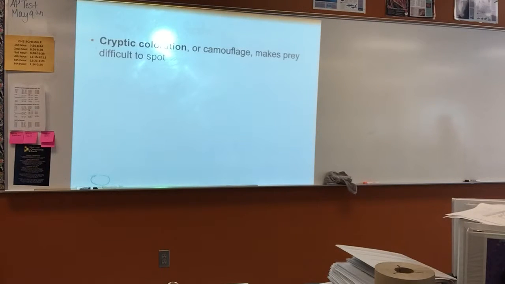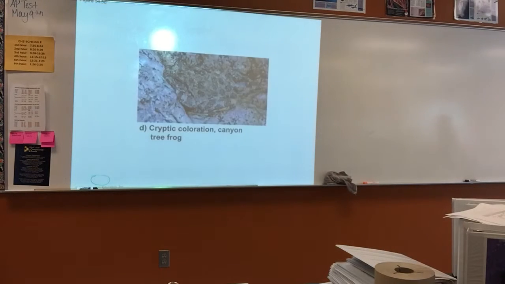On the flip side, some coloration that's called cryptic coloration, you guys know this as camouflage, helps to make the prey difficult to spot. And so it helps the prey to hide. Unlike the aposematic, where the prey is brightly colored, but they don't really need to hide because some of the predators know not to eat them because they're poisonous. The organisms that show camouflage, there's not that relationship of being poisonous, right? Like there is with the aposematic. And so cryptic coloration, the canyon tree frog.